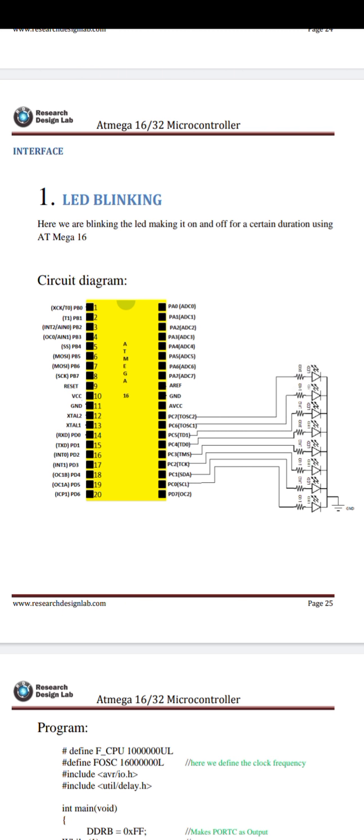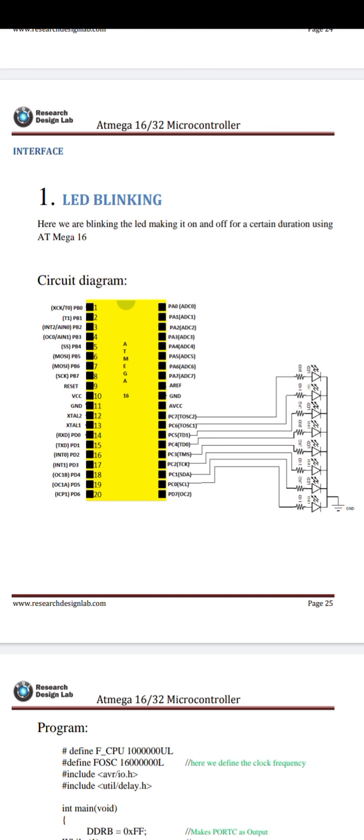Then LED blinking, that means the LED is on or off. That means the LED is made to turn on and off for a certain duration by using the ATmega 16. This is the circuit diagram for the LED blinking, using the ATmega 16 microcontroller, which has 40 pins. Only outputs PC0 to PC7 are used here, that is port C, with 8 LEDs connected across the resistors.